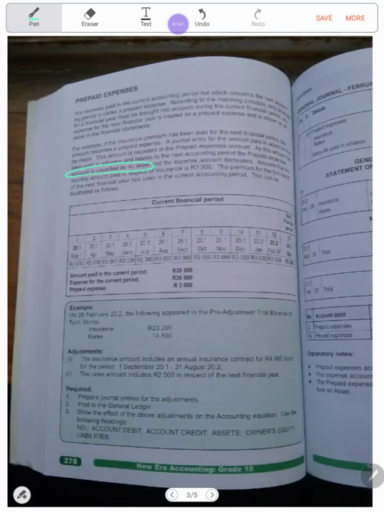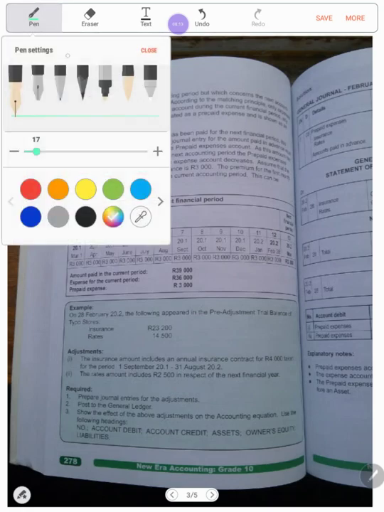Okay, so let's go through our example that we have over here. They told us that our balances for insurance is 23,200 and our rates is 14,500. Now they say that the insurance amount includes an annual premium contract for 4,000 and the period it was taken out was from the 1st of September 20.1 to the 31st of August 20.2. So this is where timelines become important.